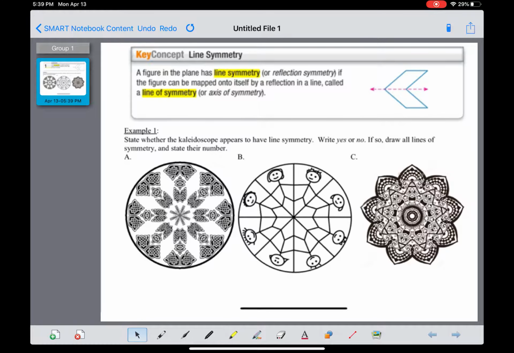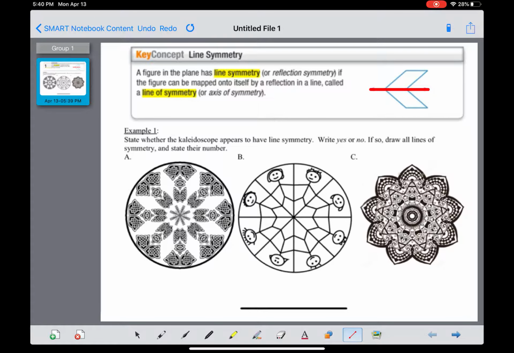In this video, I'm going to discuss line symmetry. If you have a figure, the figure is considered to have line symmetry if you can draw a line intersecting the figure such that it cuts it into two congruent halves, and one of the halves reflected over that line matches or lays on top of the other half.